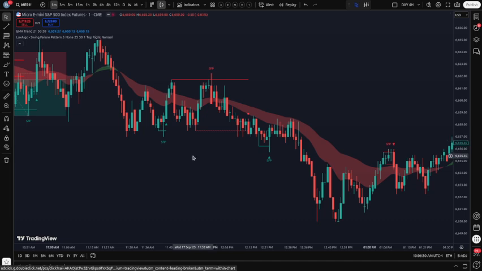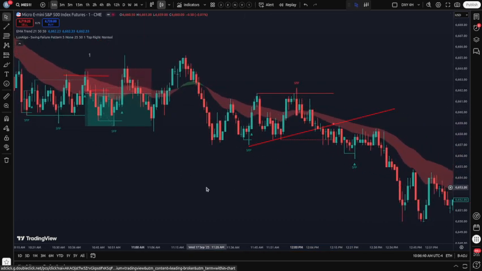Here's another nice one. There's your bear flag. It's an ABC move. A, B, C, swing failure. Another nice bearish bar. That's another 2.